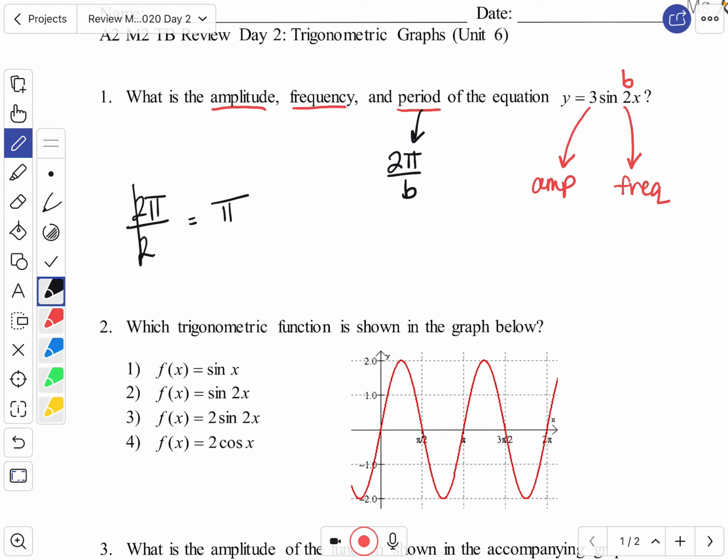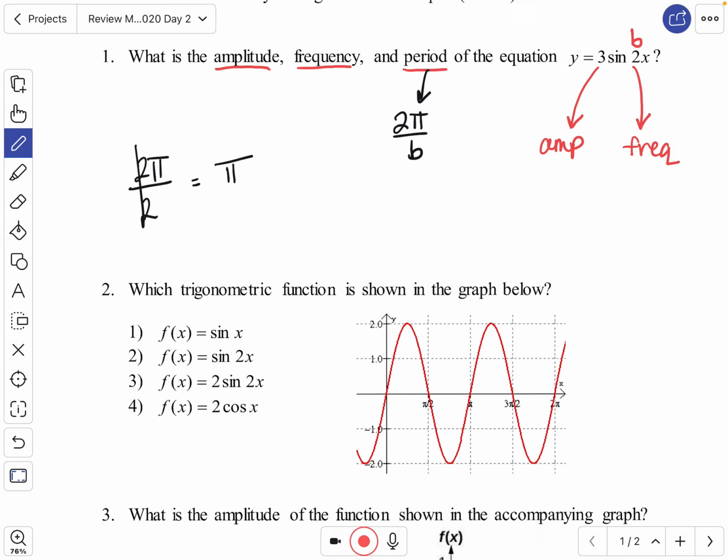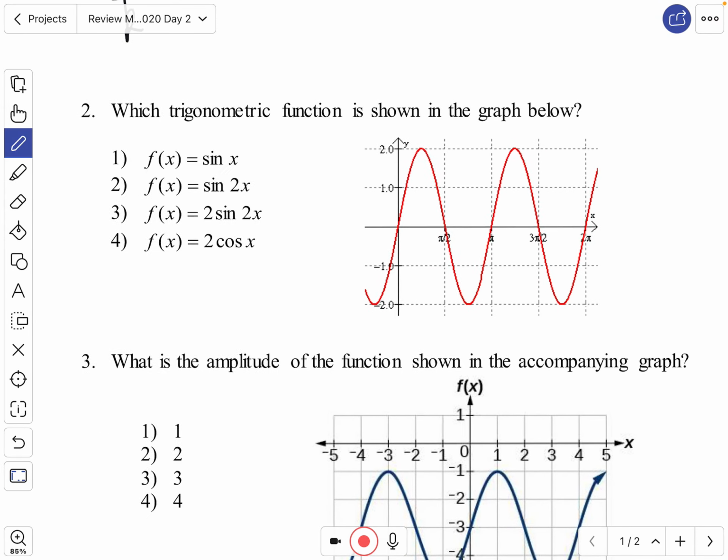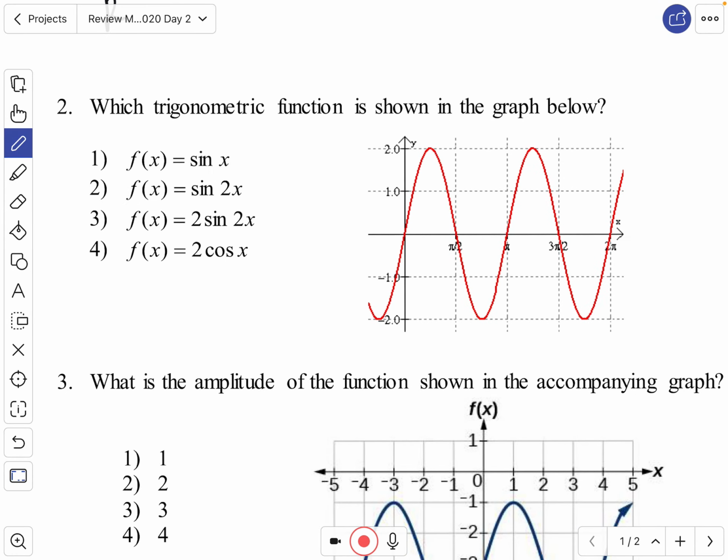All right, question 2. Which trigonometric function is shown in the graph below? So we have 4 options here. I noticed that options 1, 2, 3 are all sine, and option 4 is cosine. One of the first things that I notice is that this starts at your center line, okay? That's called your midline. I call it the belly button because it's the center. So sine curves start at the center, so therefore choice 4 has to be out.